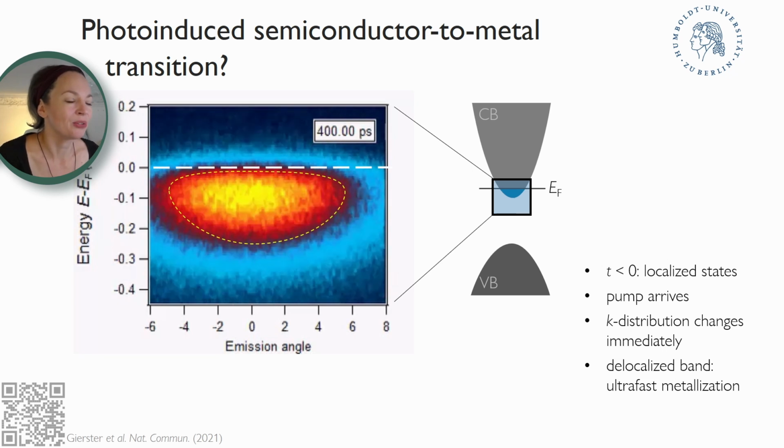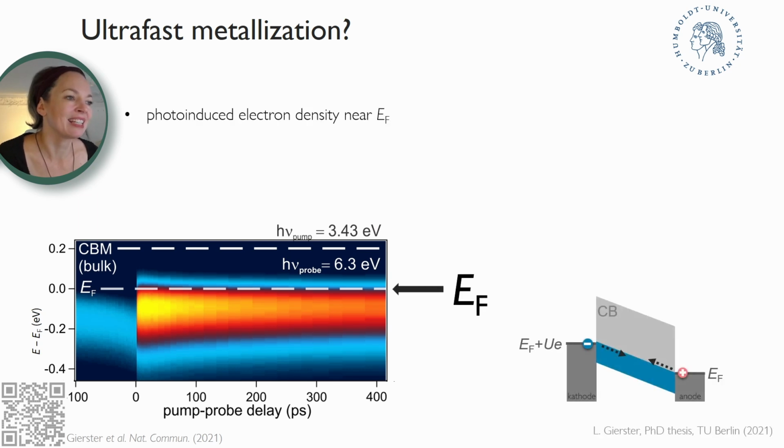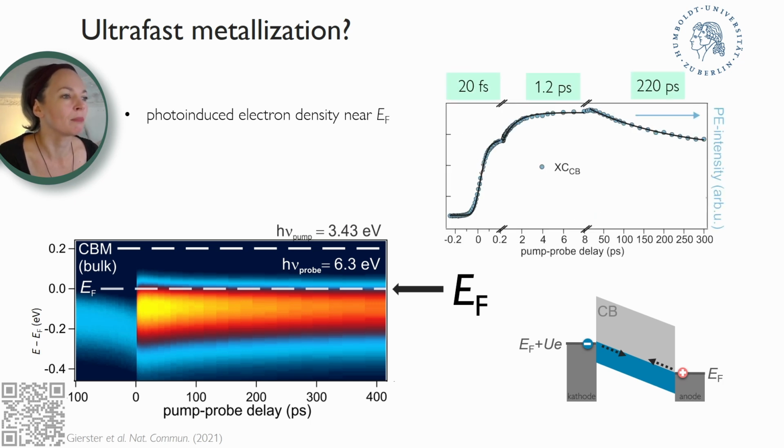So let's go into the detailed analysis. You can see here that the photoinduced electron density is sitting directly at the equilibrium Fermi energy of the sample holder, which means that we are exciting a true transient metal. When we plot the photoelectron intensity as a function of pump-probe delay, we see that we have 2 ultrafast timescales and then a decay on a 220 picosecond timescale.